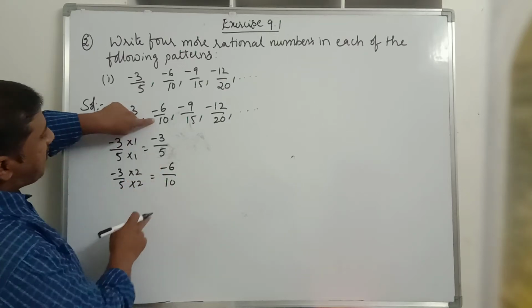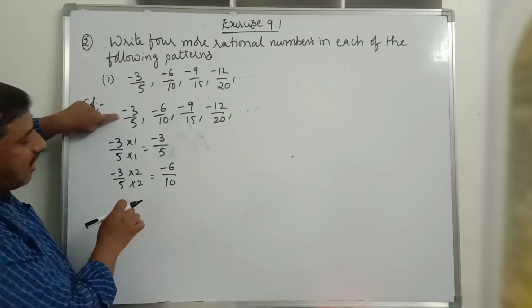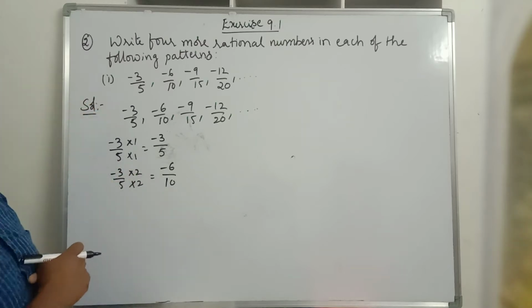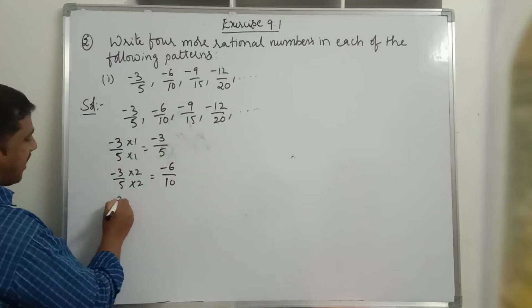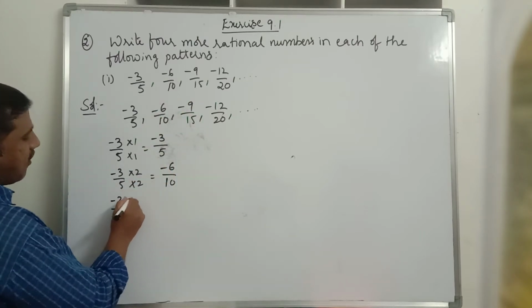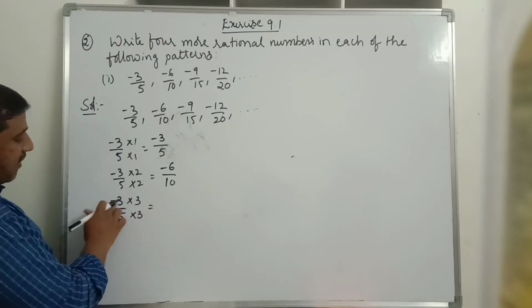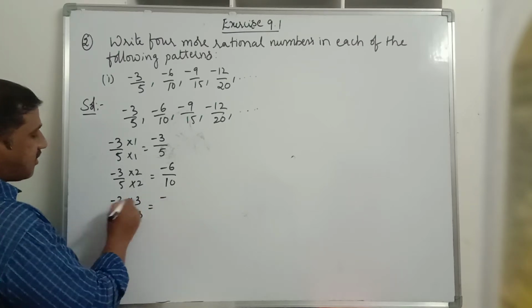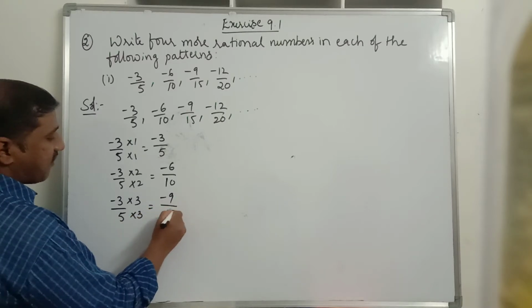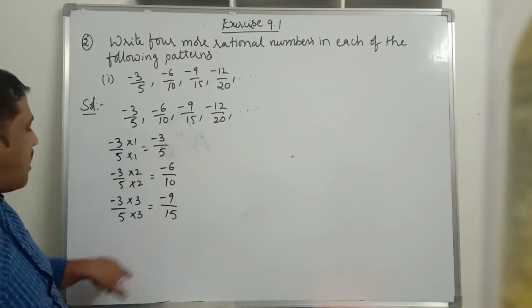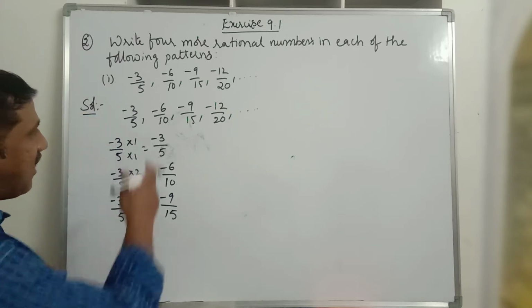So the second rational number we got by multiplying the first rational number with 2 in both numerator and denominator. Similarly, the third rational number we get as minus 3 by 5 multiplied with 3 in both numerator and denominator. Minus into plus, it is minus 3 into 3, 9, divided by 5 into 3, 5 3s are 15. So the third rational number we got by multiplying the first rational number with 3 in both numerator and denominator.